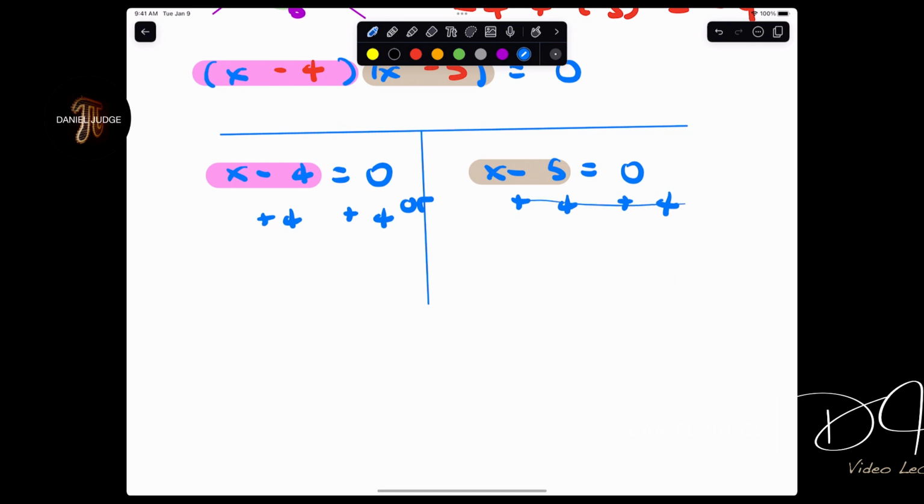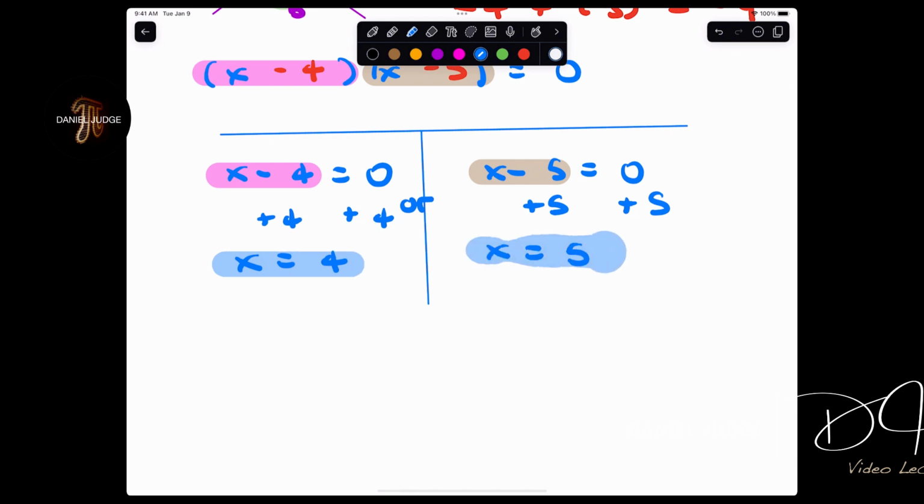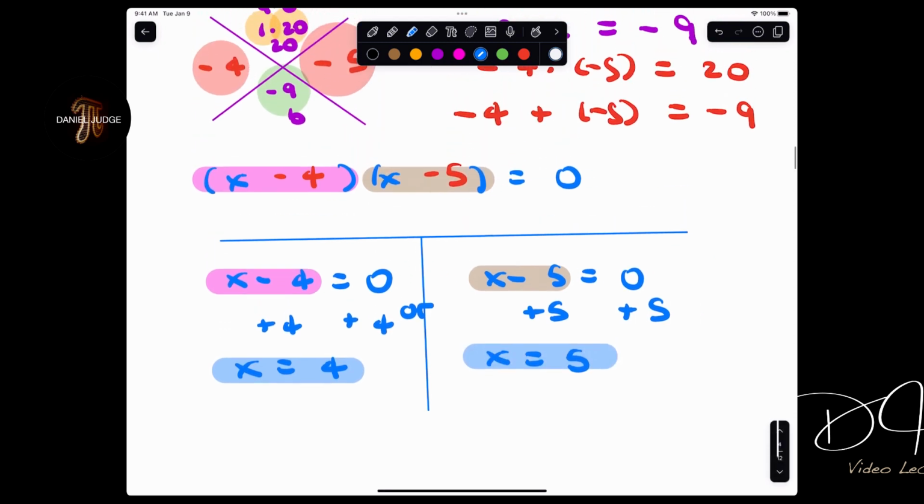It's not right. Add 4 to both sides for the first one, and then add 5 to both sides for the second one. Now you get x will be 0 plus 4, which is 4, or 0 plus 5, which is 5. So, ladies and gentlemen, x is 4 or x is 5 is the solution here.